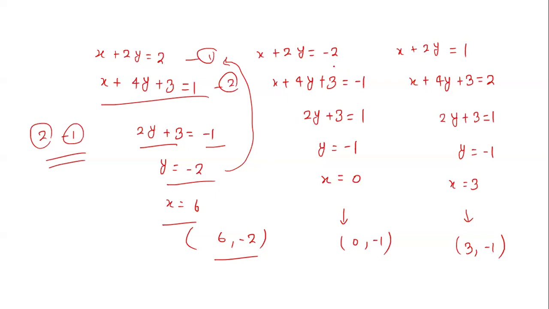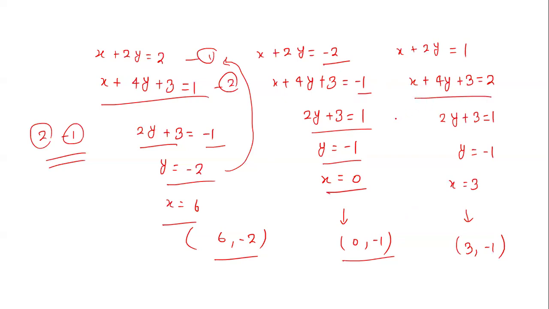Let's see the other possibility. This can be minus 2, this can be minus 1. You subtract the first from the second, so it will become 2y plus 3 is equal to 1. From here you get the y value as minus 1. If you put y as minus 1, you get the x value as 0. So one solution is 0 comma minus 1.